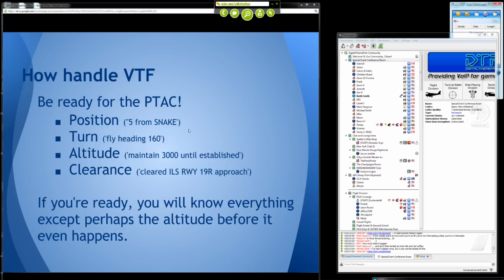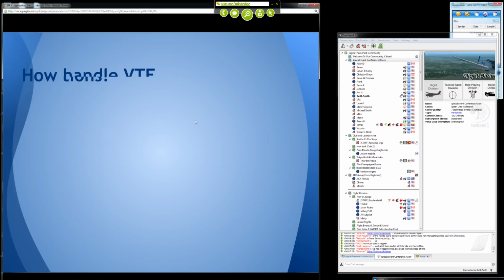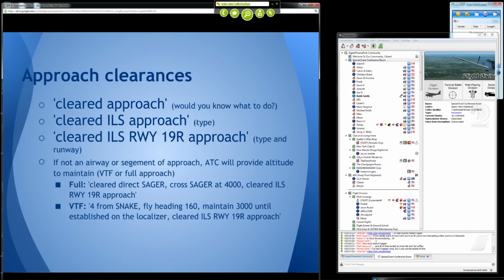Okay, so that's our vector to final. There's only one more thing I want to cover. We're a little bit over time, but we are literally down to the last slide, so I'm just going to continue and get this finished. So we've covered our basic forms of the approach clearance, starting from the most basic to the most complex, and the spectrum within, and when you'll get one versus the other and what they mean.